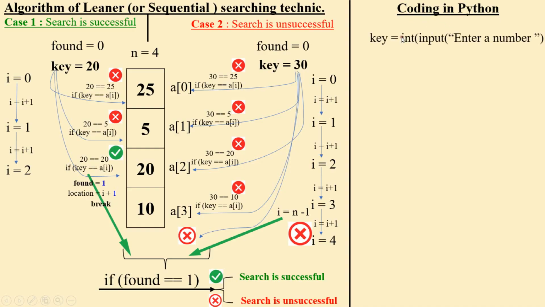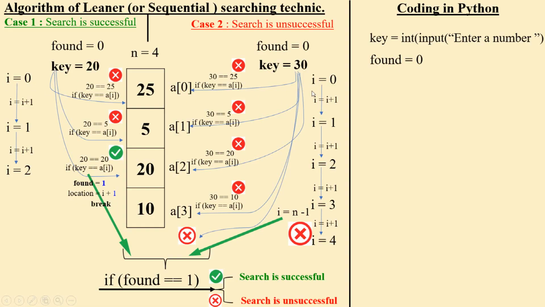First, the value to be searched for must be read into a variable called key, using the input function via the keyboard. Next, observe the picture. In both cases, the initial value of the variable found is 0. So, the variable named found is taken and set to 0.